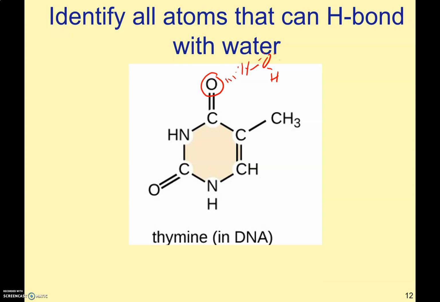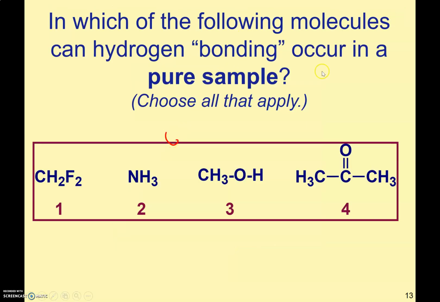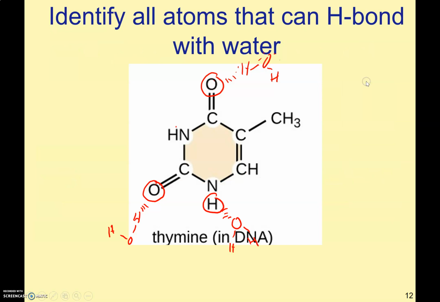So then we need to look for H's that are bonded to very electronegative elements. So here's an H. It's bonded to a very electronegative element, so it would hydrogen bond with the O in water. This is the same O as up here. So this O, which is very electronegative, would hydrogen bond with the hydrogen in water. Same thing with this H. So this H is attracted to a very electronegative element, so it can hydrogen bond to the water molecule.